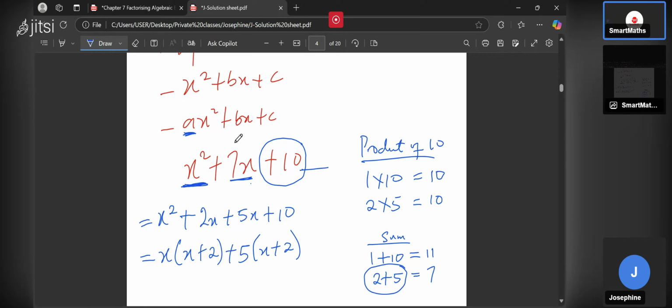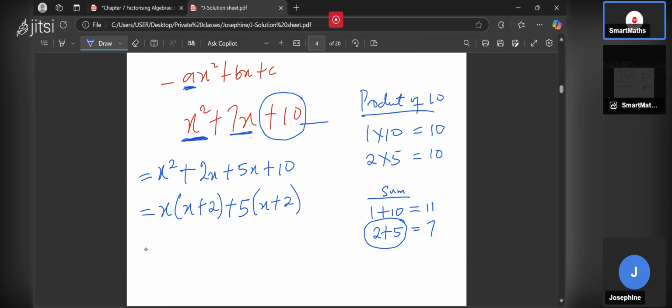So in that case, our answer will then be x plus 2 times x plus 5. That is the answer. Is it clear?